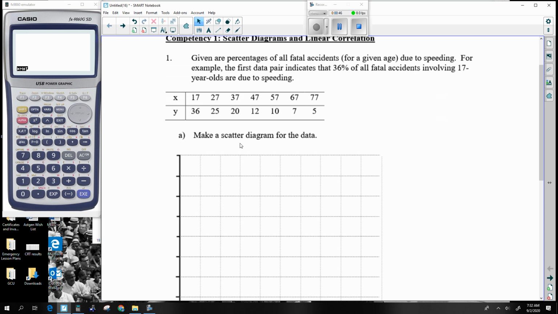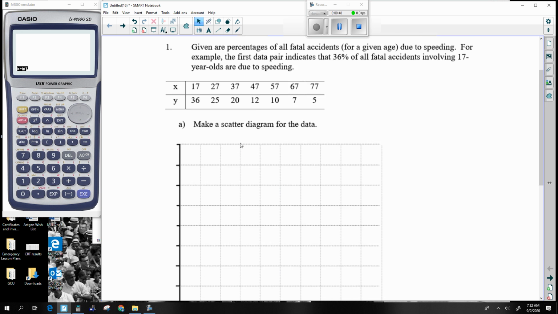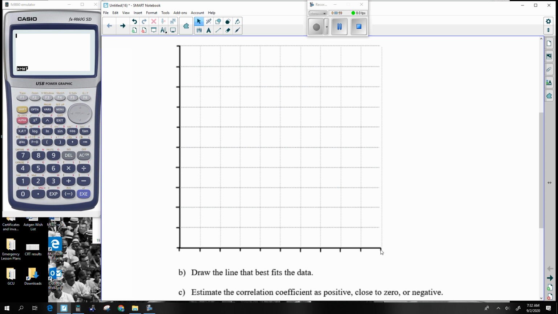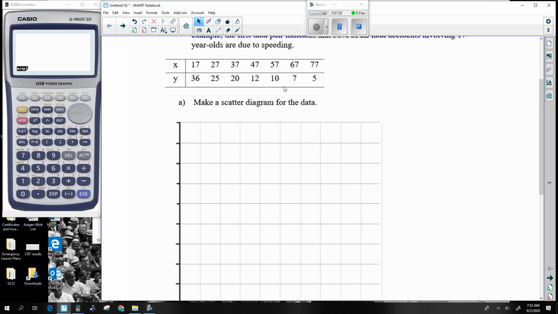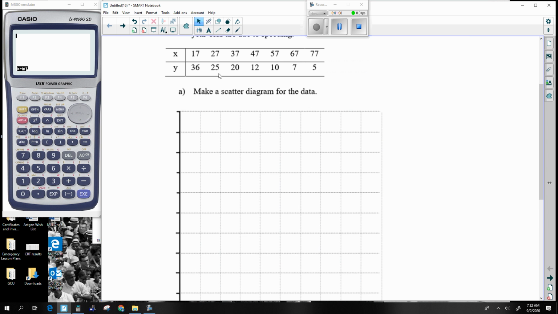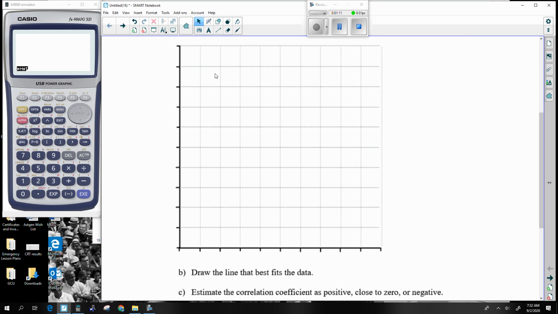So here we go with number one. We are first asked to make a scatter plot of this XY table that is right up here. So I noticed that my X's go from 17 to 77, so I can probably go up by 10s. And my Y's go from 5 to 36, so I can probably go up by 5s in that situation. So let's go ahead and number these out. So here I can go by 10s.